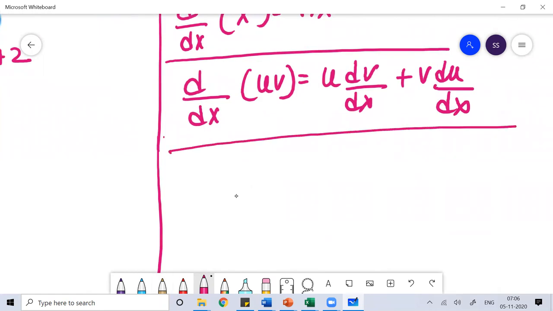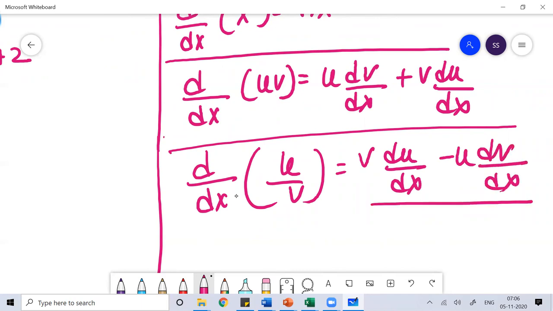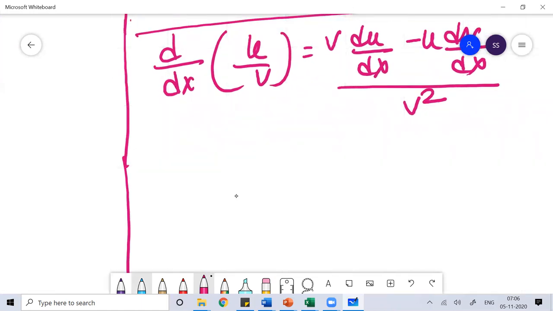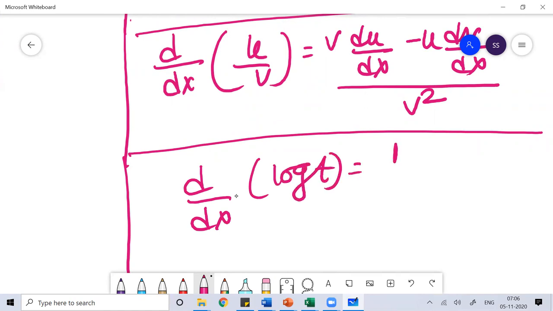In the previous question we have used this. Similarly, the differentiation d by dx of u by v is equal to v into du by dx minus u into dv by dx, divided by v square. Similarly, the differentiation d by dx of log t is equal to 1 by t, into dt by dx. Fine.